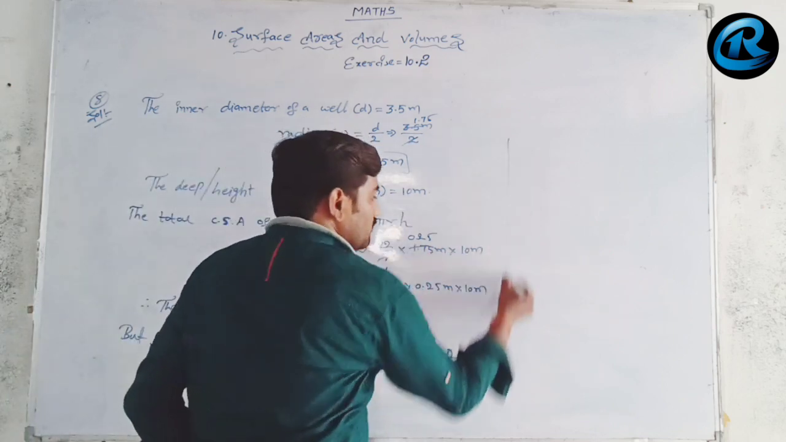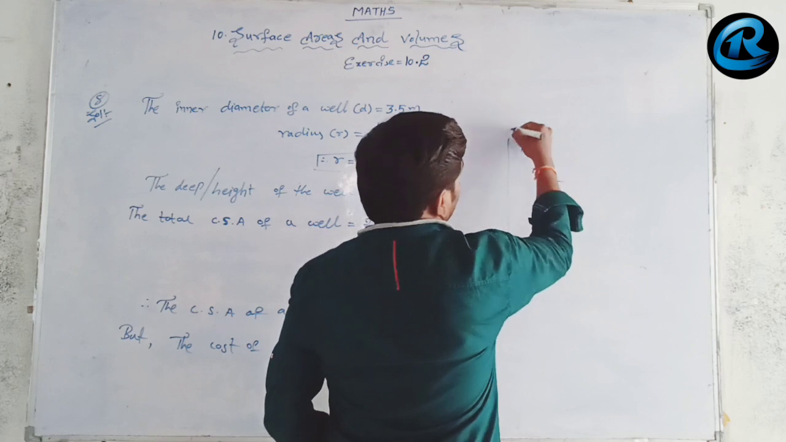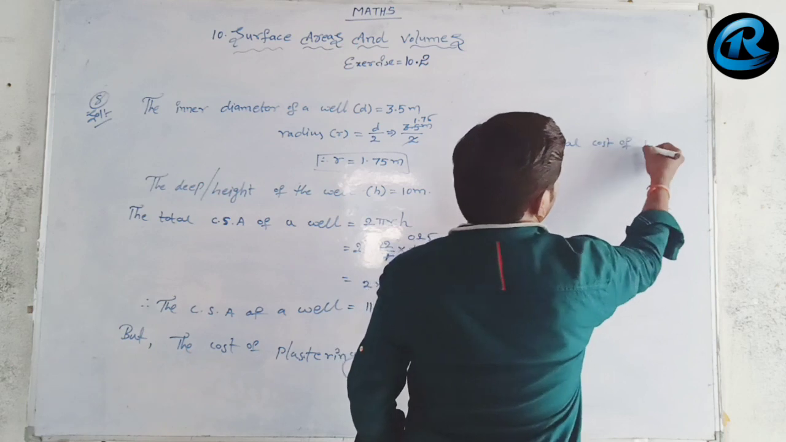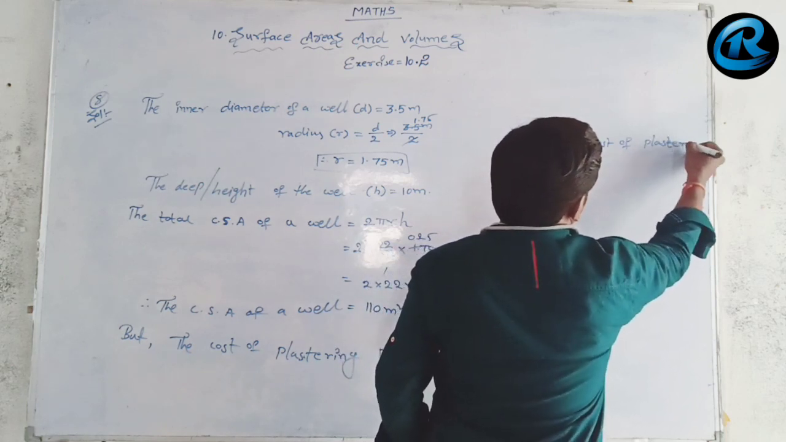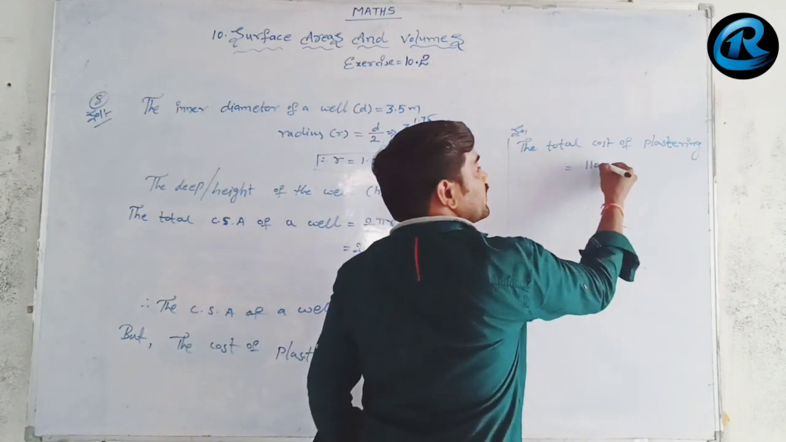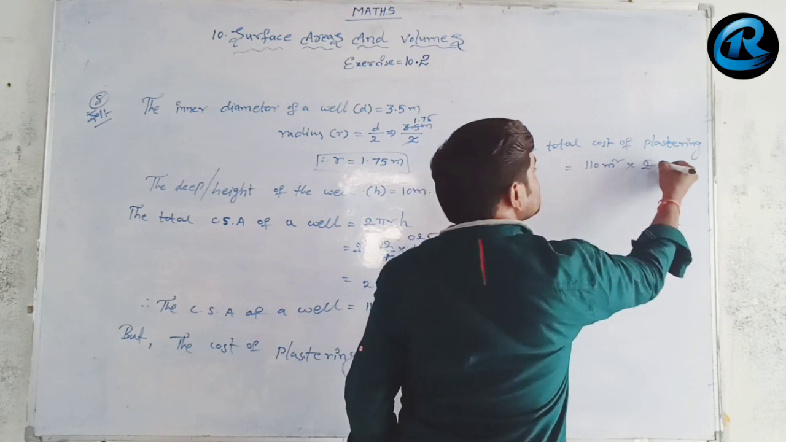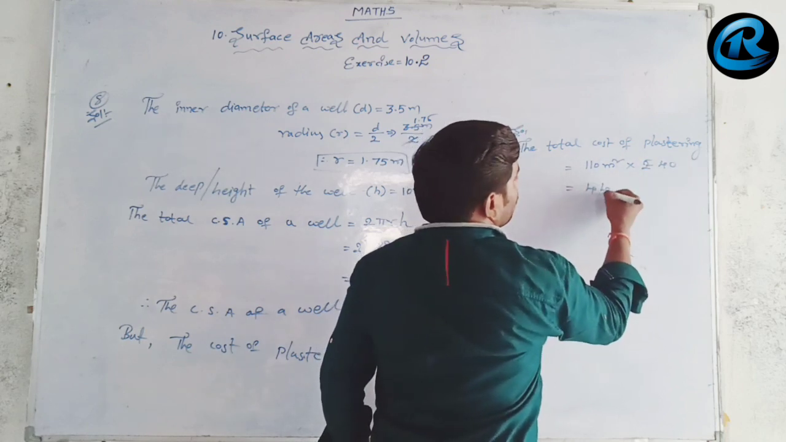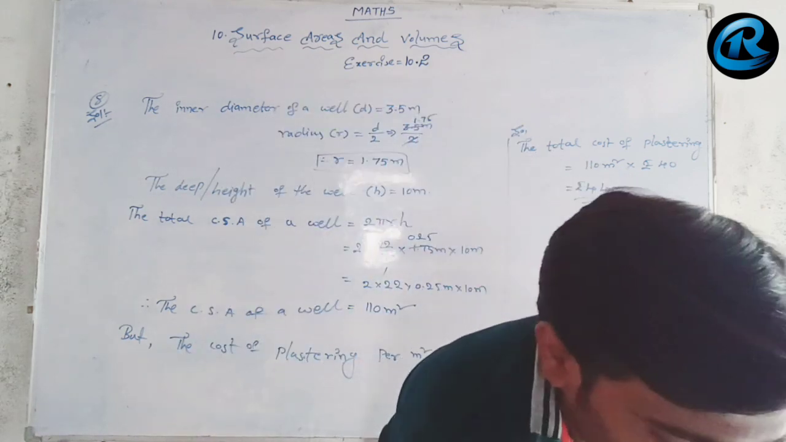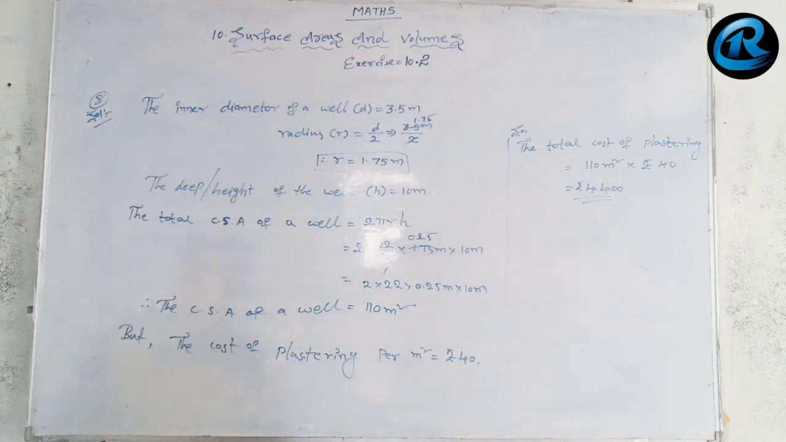So the total cost of plastering is equal to how many meters square? 110 meters squares are there. Each meter square costs rupees 40. So 4,400 rupees it will cost to do the plastering for the well. I hope you understood this. Same again, same model question, like question 7 only. We go for the 9th one now.